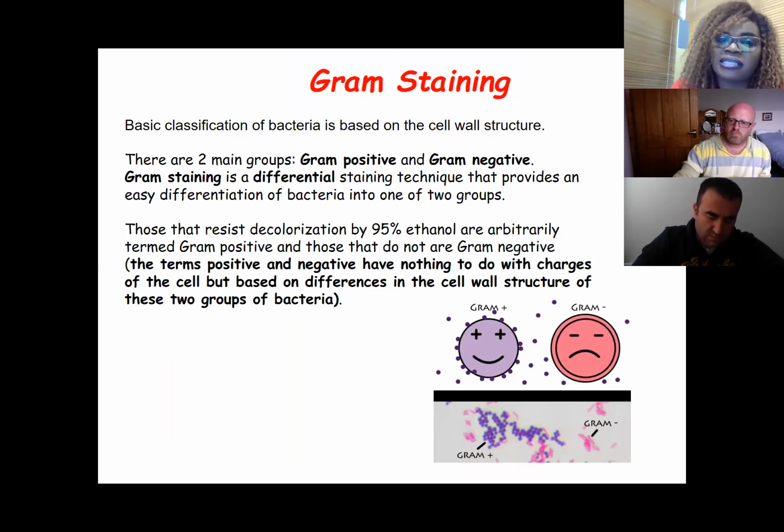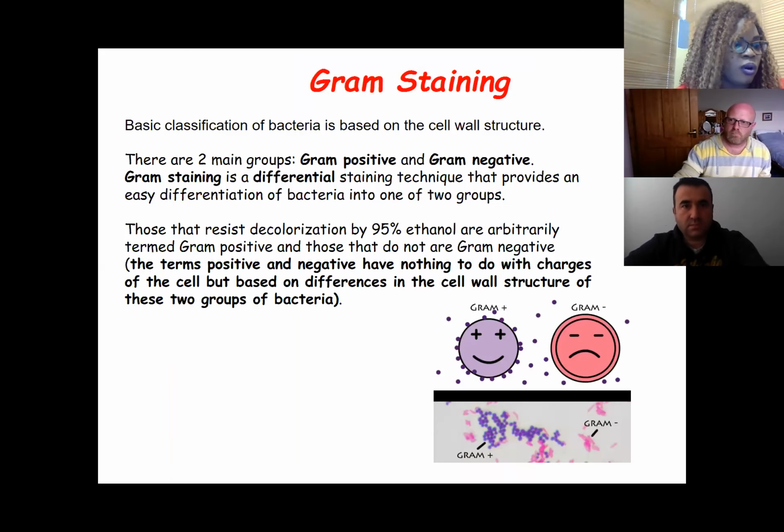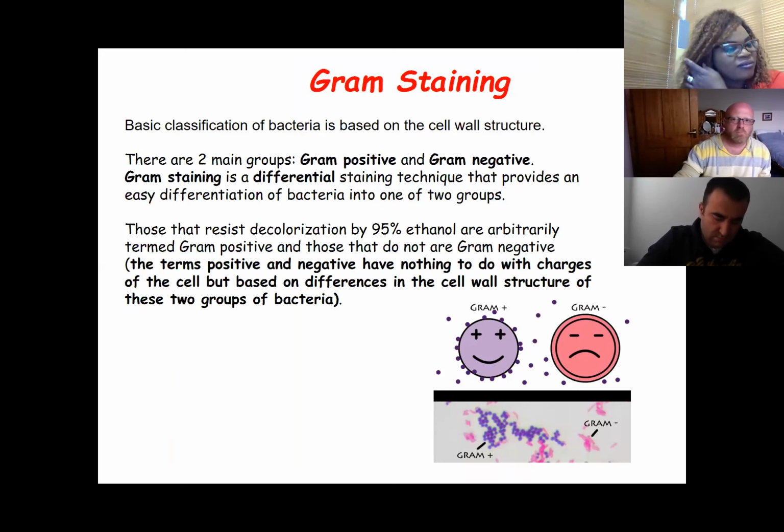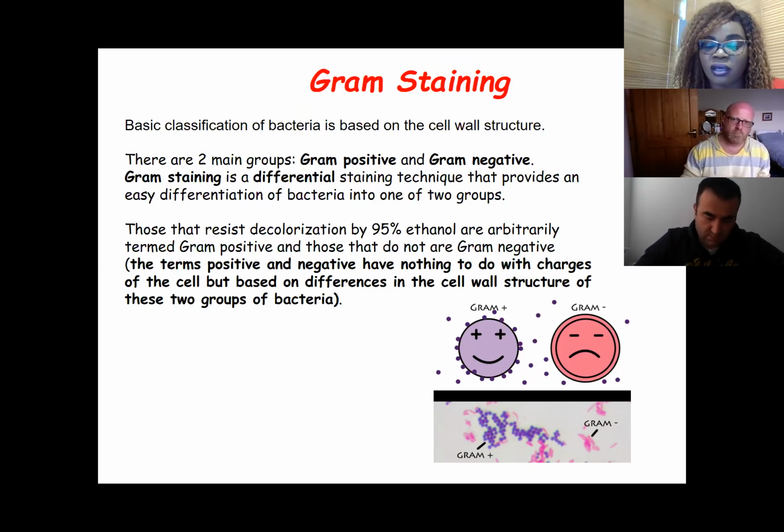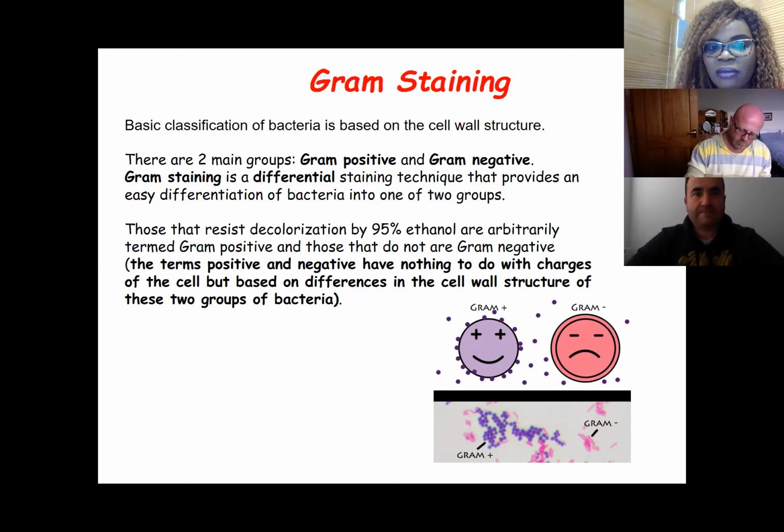So the basic classification of bacteria is based on the cell wall. How do we classify gram-negative or gram-positive? It's because of the cell wall, okay? There are two main groups, gram-positive and gram-negative. Gram-staining is a differential staining technique that provides an easy differentiation of bacteria into two groups. Those that resist discoloration by 95% ethanol are termed gram-positive, and those that do not resist it, and can be discolored with ethanol, are called gram-negative, okay?